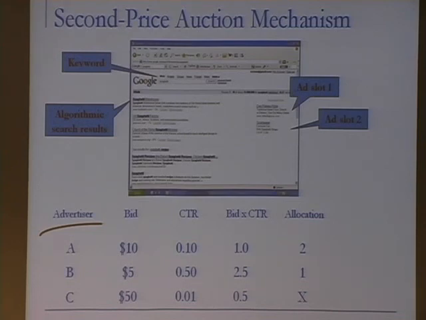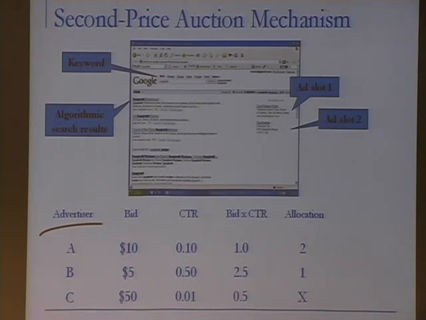Advertiser A is shown in the second ad slot, and advertiser C is not shown because I'm assuming that I had just 2 ad slots in this search engine page. So now this is the allocation scheme. I also need to, in order to specify the mechanism, define the pricing scheme. So what the search engine does is some sort of quote-unquote second price auction.